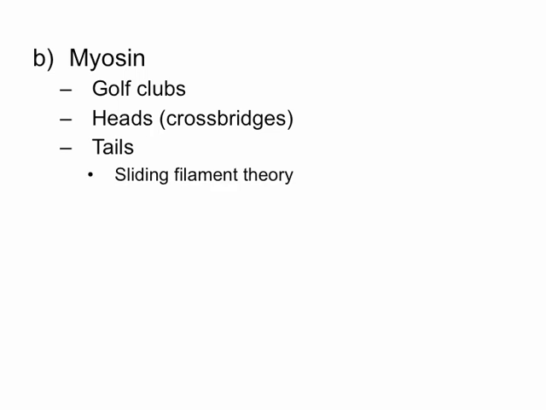The sliding filament theory is the theory by which a muscle contracts. What it means is that the filaments, both the actin and the myosin, when contracting, simply slide past one another so that the muscle shortens.